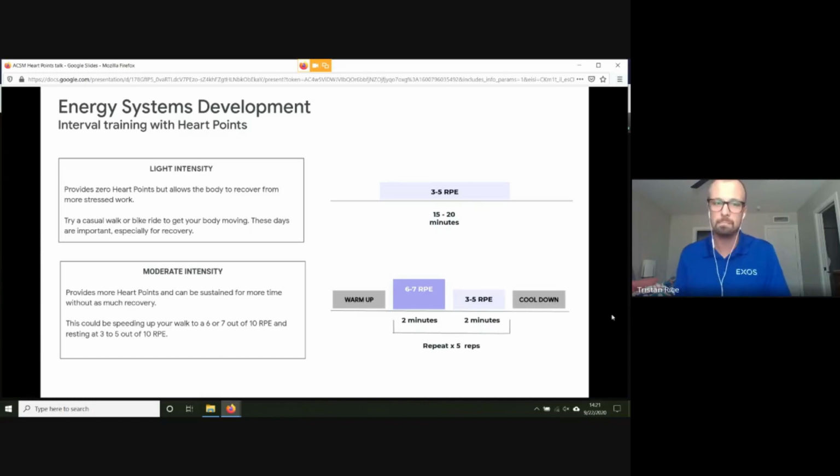These days are incredibly important, specifically for recovery, right? Here we have all types of associated benefits in terms of brain health and cognitive function. Here we have all types of associated benefits in the ability of the body to clear byproducts generally, right? Light intensity sessions are incredibly helpful. And all that to say that even though you're going to accumulate the lowest number of heart points here, they're not something that should just be neglected.